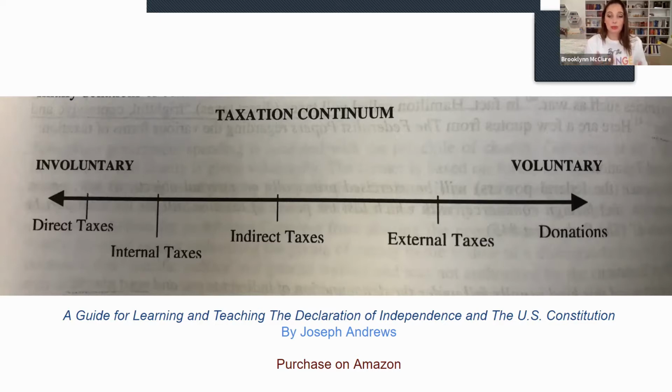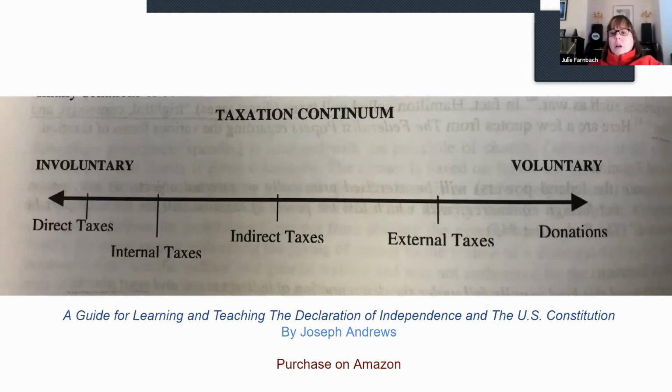So does anyone want to explain some of these different taxes? Like, what is a direct tax? What is an external tax, an indirect tax? I think we know what donations are. I'd be happy to.